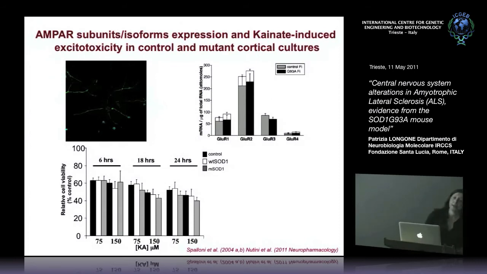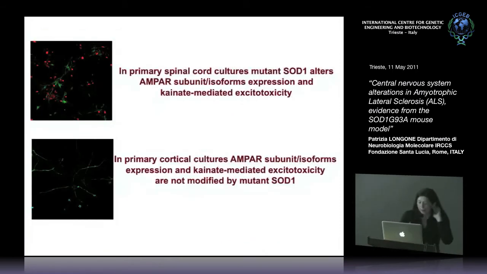We have also checked the cortical cultures prepared from the same mice, and here the AMPA receptor is similar in the control and in the mutant mouse, and also the kainate-mediated toxicity at two different concentrations and three different times. So it seems that the mutant SOD1 alters AMPA receptor expression not uniformly, but in a subunit isoform and brain site specific manner.